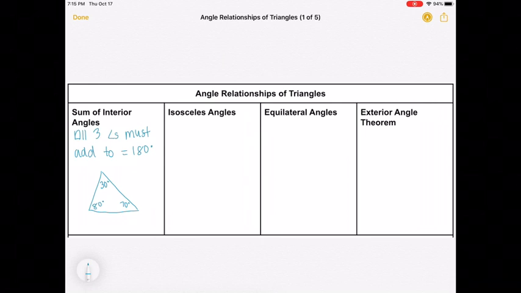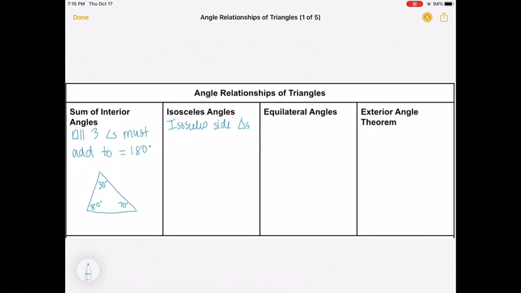All right, isosceles angles. So isosceles triangles, we know that they have two equal sides. And I'm going to do the triangles like that. So if they have two equal sides, they also have two equal angles, or congruent.